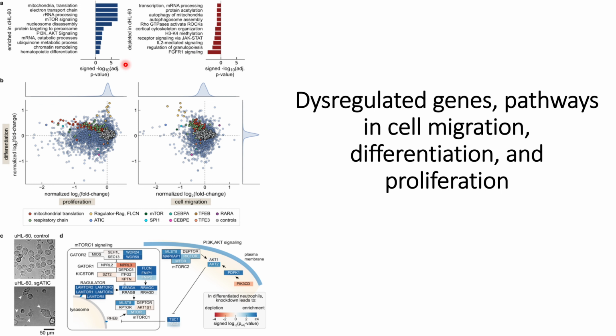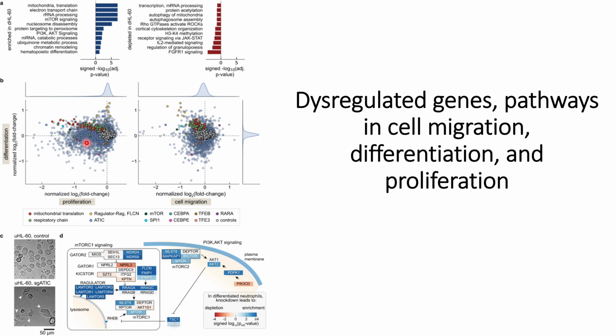Thereafter, they wanted to find the relationship between proliferation and migration with respect to differentiation. So they made this plot where on the horizontal axis they plotted the normalized volcano plot for differentiation, and on the vertical axis they plotted proliferation and migration.